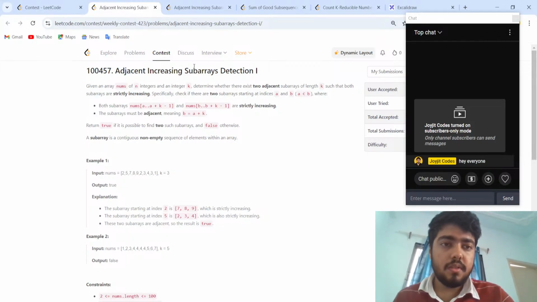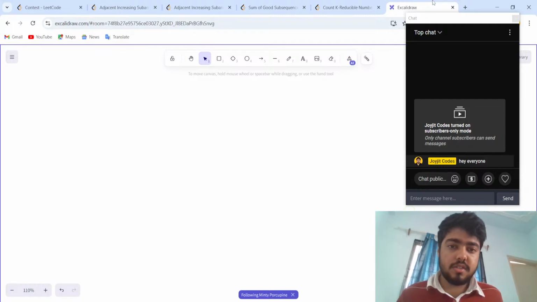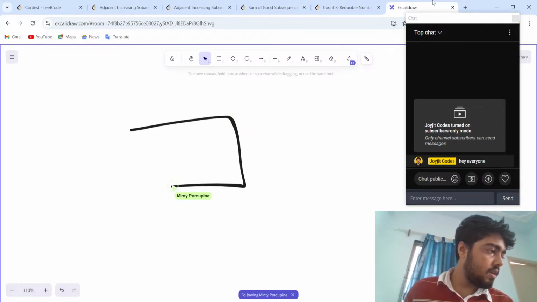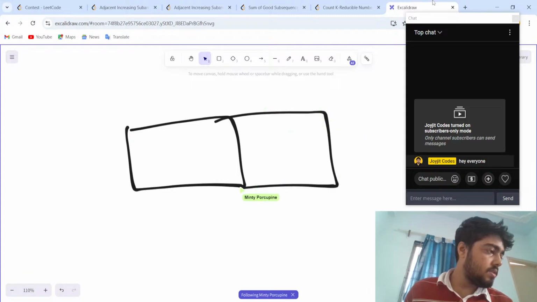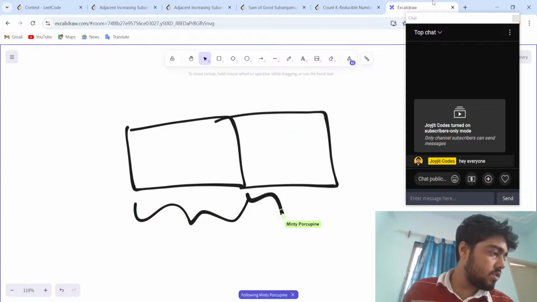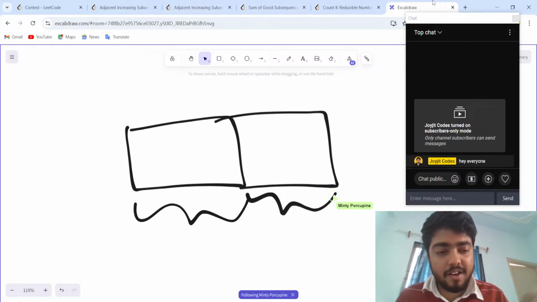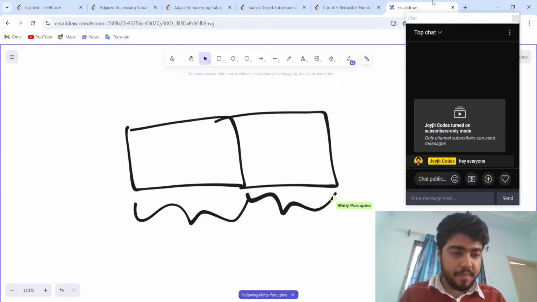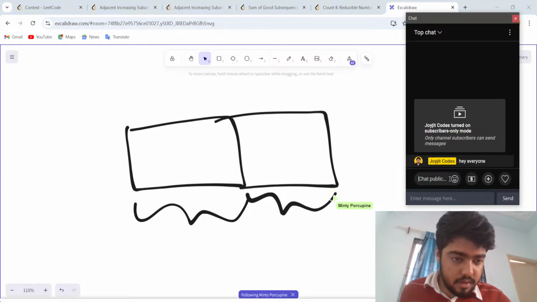So what are the conditions we are going to have? One is they should be adjacent, that means just one after the other, and this one should be strictly increasing and this one should be strictly increasing. We have to find out whether it is possible to have such a thing or not. Very simple, right? So has anyone got any idea, did anyone do this question? Just write in the live chat.